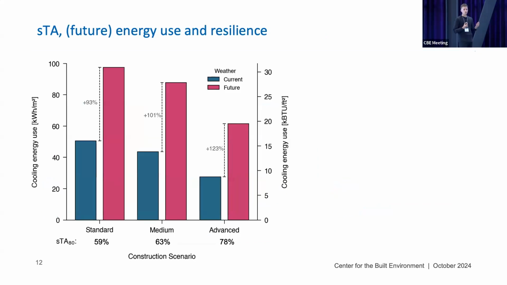The next thing we wanted to look into was STA and energy use and resilience, a pretty important topic. If you've watched Harry's presentation today, very relevant right now. So I want you to look first to the bottom of the chart, where again we have the STA values, so spatial thermal autonomy. And what we can see quite clearly is that with an increased spatial thermal autonomy, the expected energy use can be reduced significantly for a current weather scenario, but also for a future weather scenario.